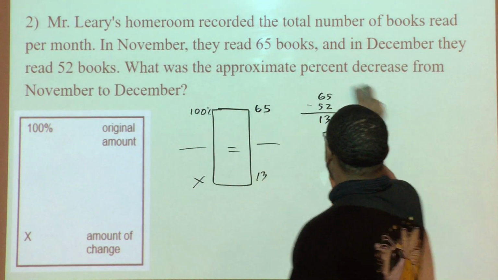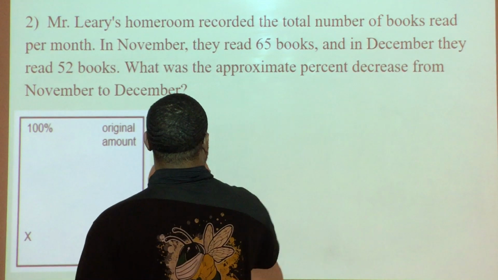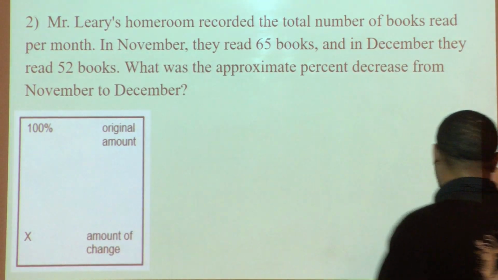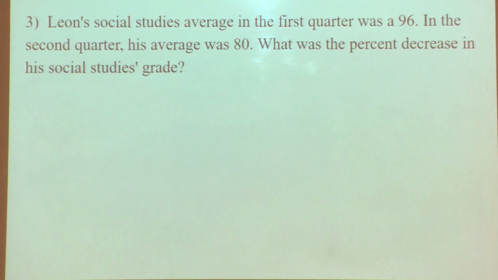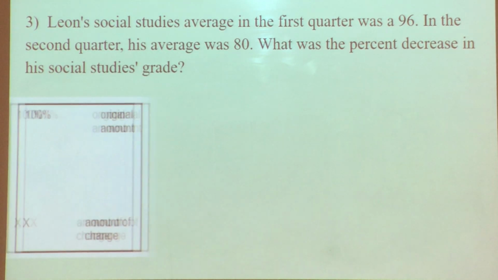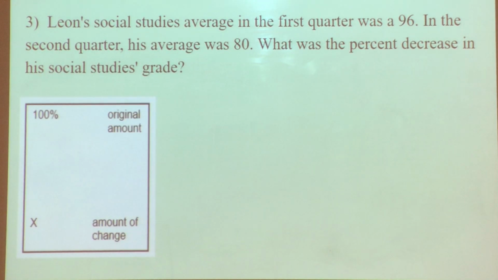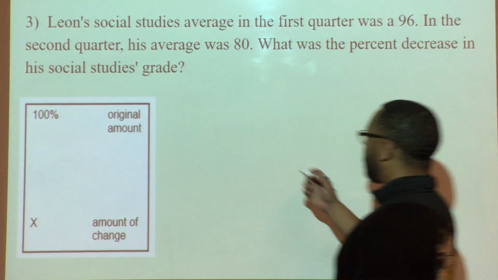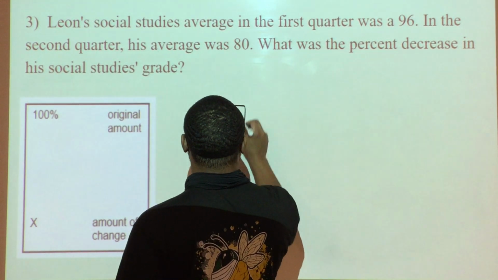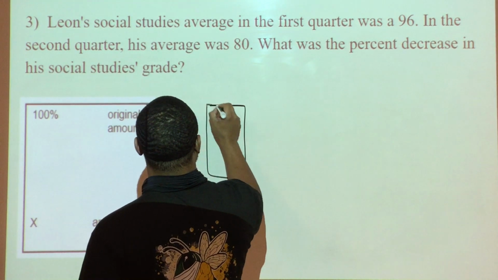Okay, we are actually only going to do one more, and we are done with percent of change. So, Leon's social studies average in the first quarter was 96. In the second quarter, his average was 80. What was the percent decrease in his social studies grade? Let's pull up our bar here. And then again, we're just going to copy it. We're going to put one next to it.